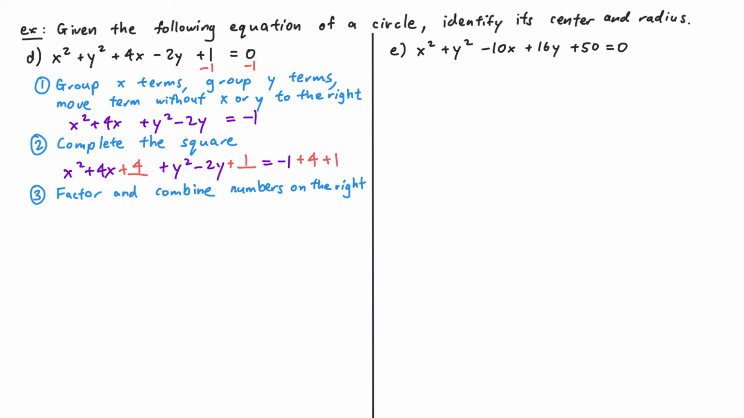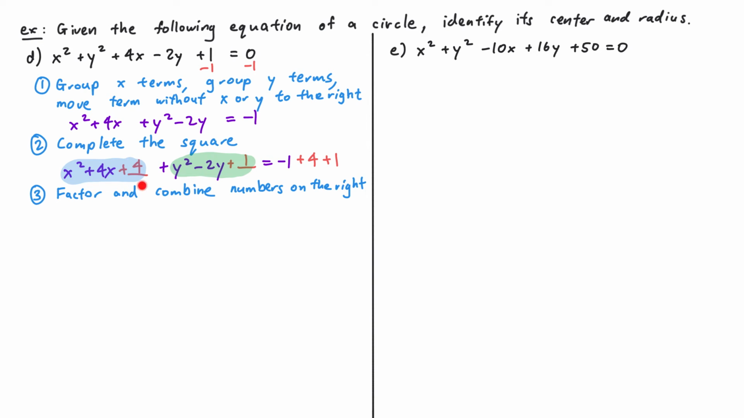Now, there's just one last step to write our equation in standard form. What we need to do is factor and combine the numbers on the right-hand side. We'll be factoring these x terms as a square. We'll be factoring these y terms as a square. And then we'll combine the numbers on the right-hand side.